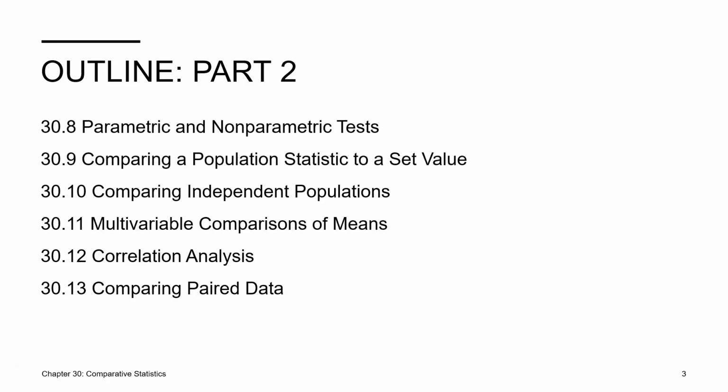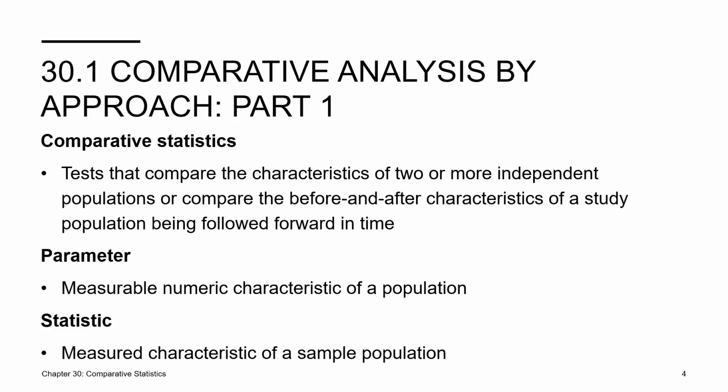Section 30.8 goes over parametric and non-parametric tests. Section 30.9 goes over comparing a population statistic to a set value. Section 30.10 goes over comparing independent populations. Section 30.11 goes over multivariable comparisons of means. Section 30.12 goes over correlational analysis, and Section 30.13 goes over comparing paired data. So we have a very busy chapter ahead of us.